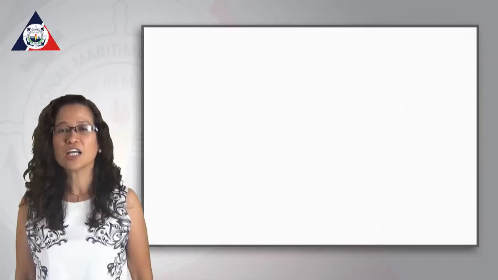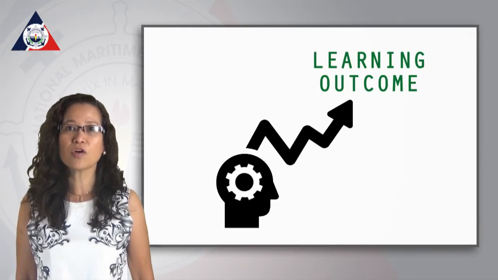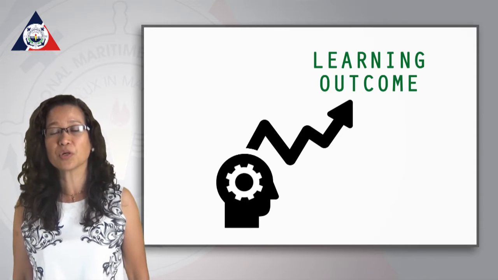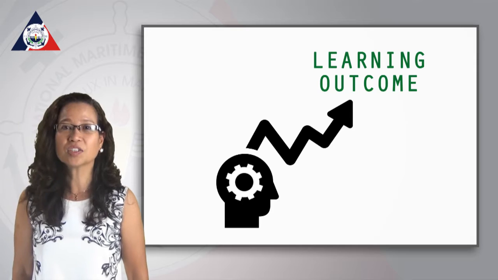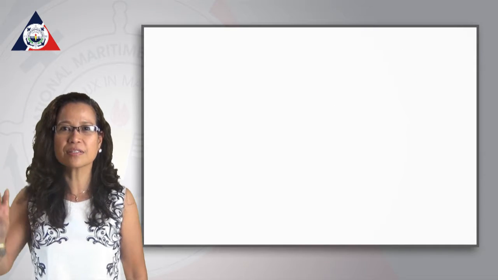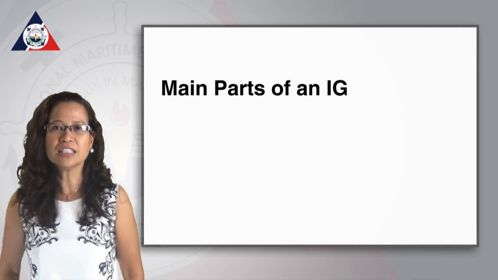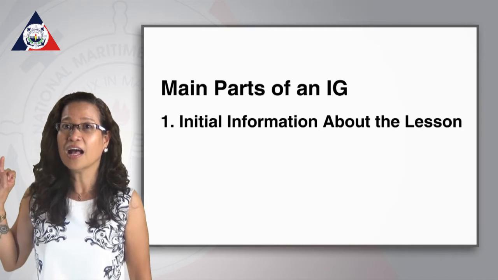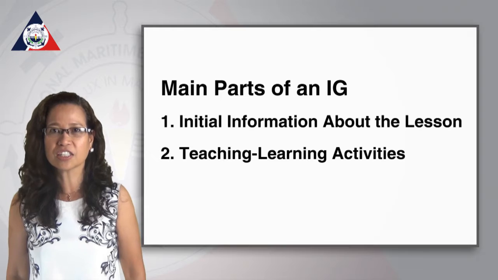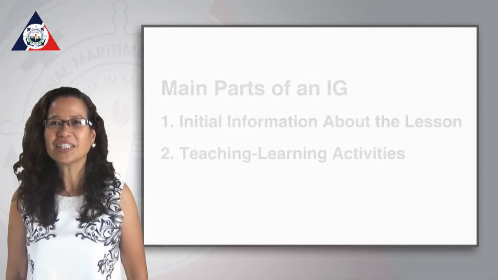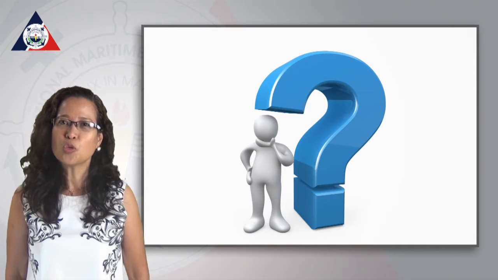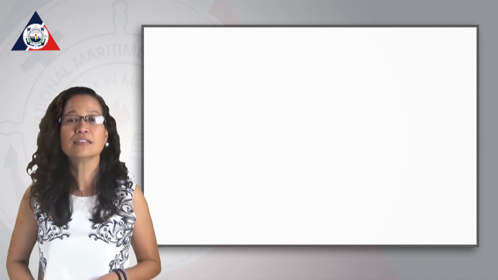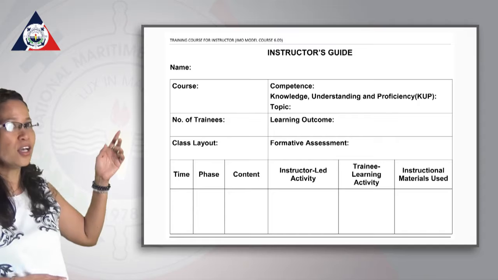Let me emphasize that the learning outcome for a lesson provides the starting point in the preparation of your IG. Your lesson has two parts. First, the initial information about the lesson, and second, the teaching and learning activities. What information do you provide in the first part of the plan? Let's take a look at the first line.